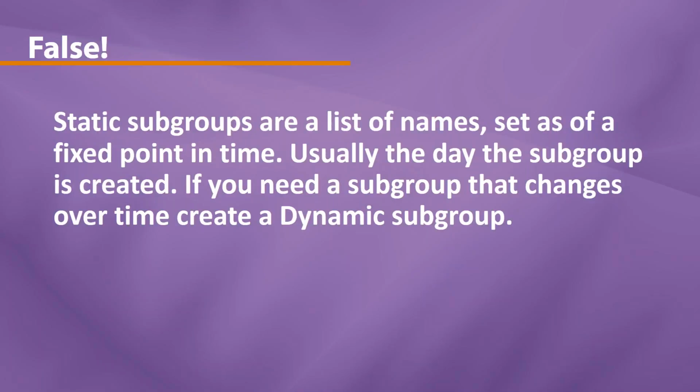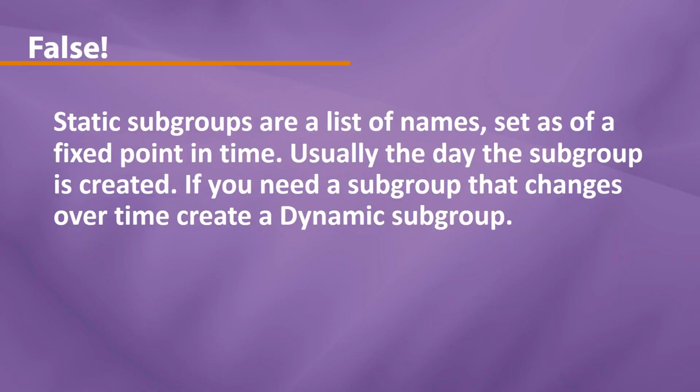The answer is false. Static subgroups are a list of names set as of a fixed point in time. Usually the day the subgroup is created. So in most cases, it's just going to be the date that is created. If you need a subgroup that changes over time, create a dynamic subgroup.